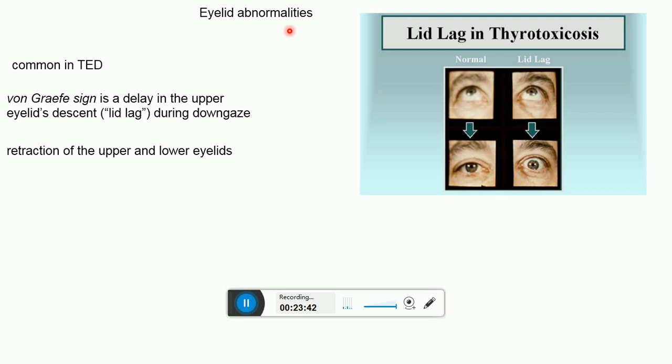Eyelid abnormalities, common in thyroid eye disease. One is Von Graefe sign. It is a delay in the upper eyelid descent, also known as lid lag, during down gaze. So this is a normal person and this is a patient with TED. When he looks down, there is a lid lag. Also, there will be retraction of the upper and lower eyelids.